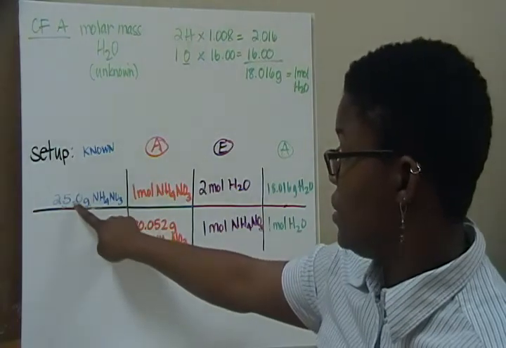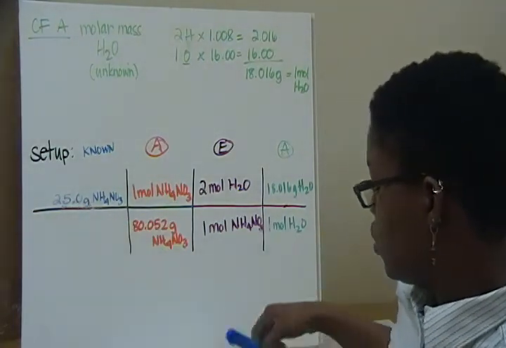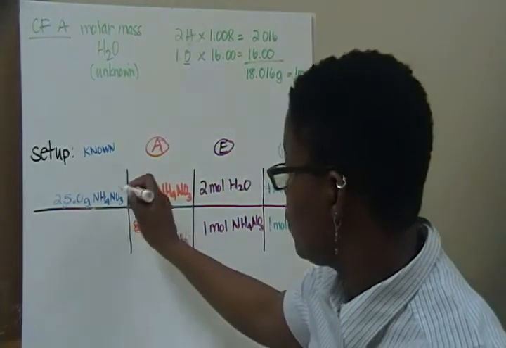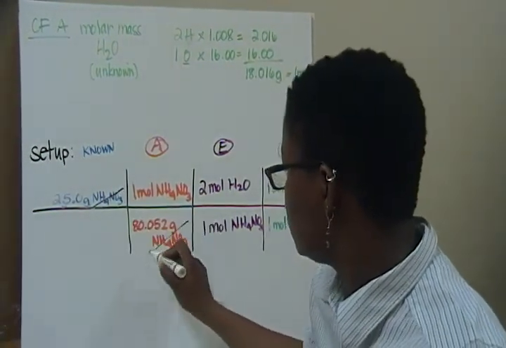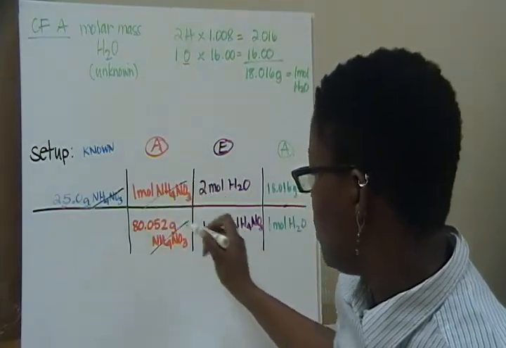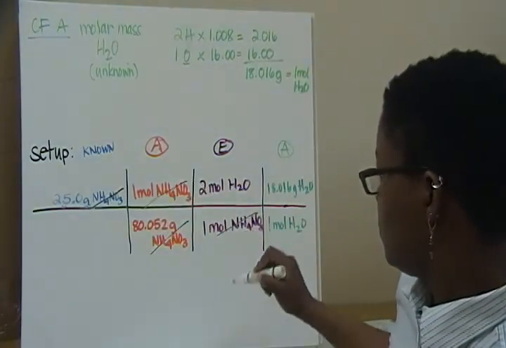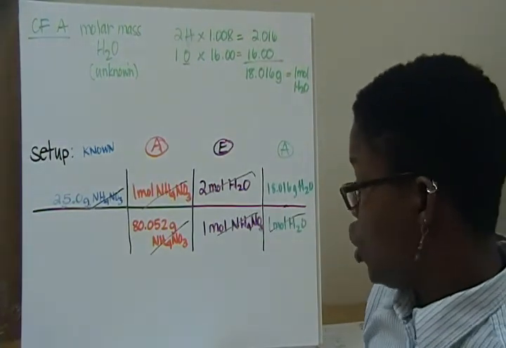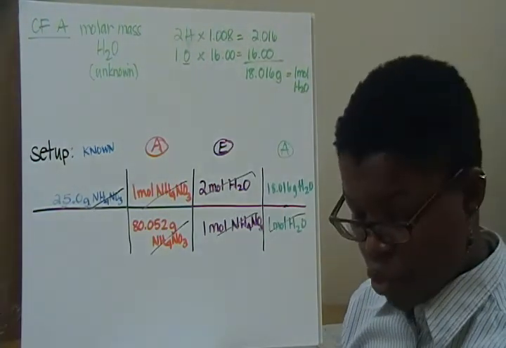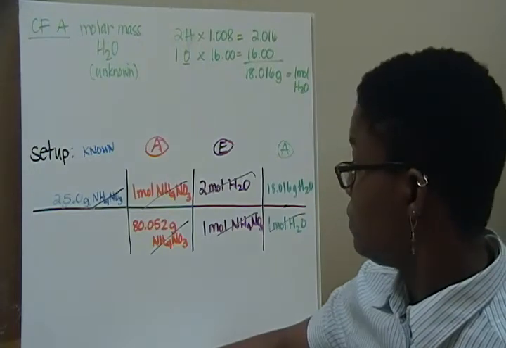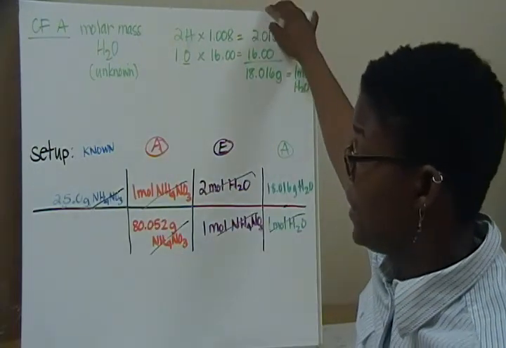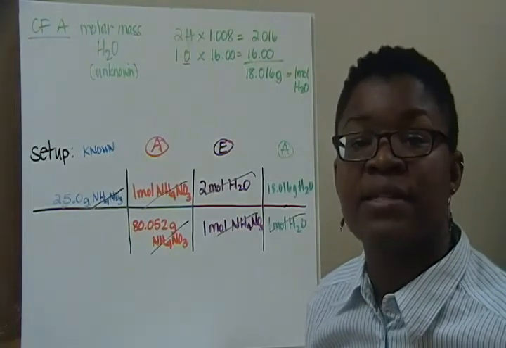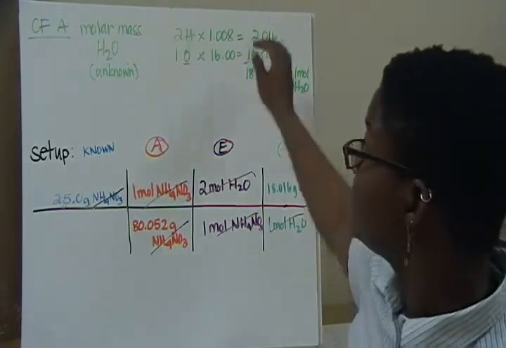So 25.0 grams, the grams of NH4NO3 will cancel. The moles of NH4NO3 will cancel. The moles of H2O will cancel, leaving us grams. Note that none of our numbers canceled, only our units. When we do the math for this, actually what I'd like you to do is pause right now and see if you can do the math and see if your math looks like mine.